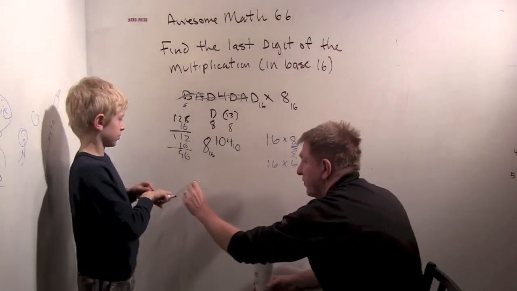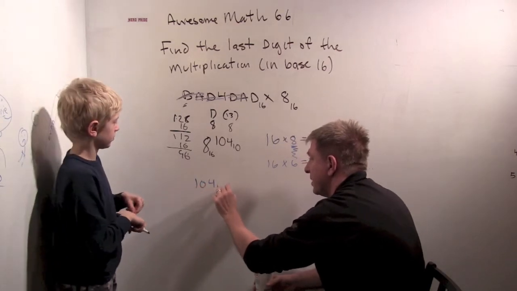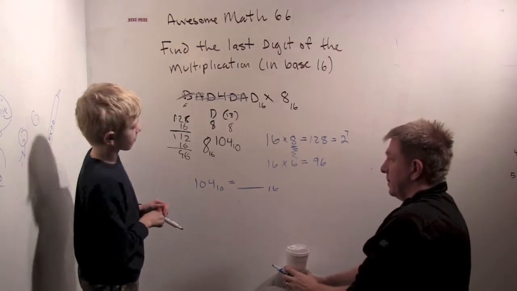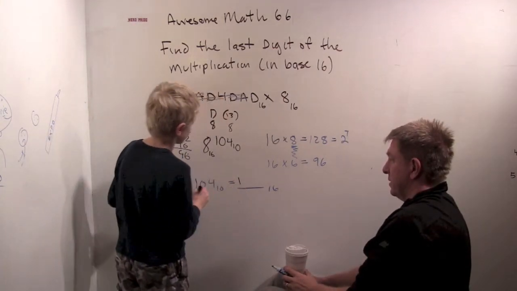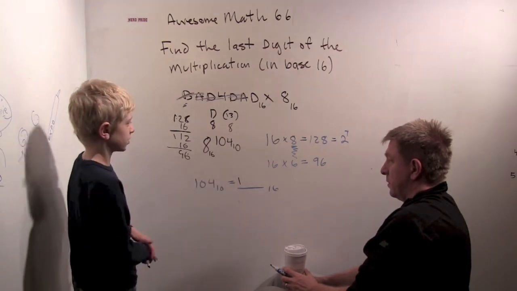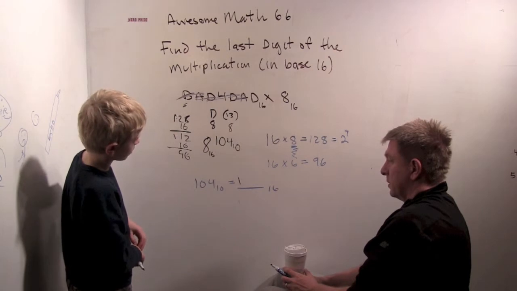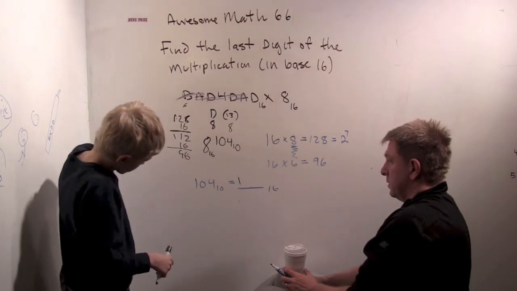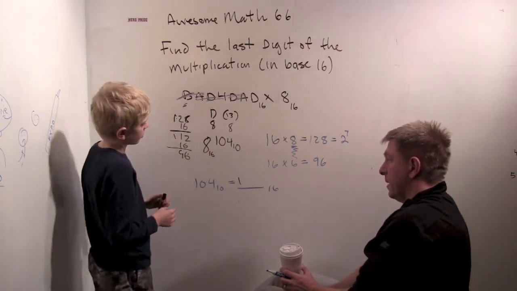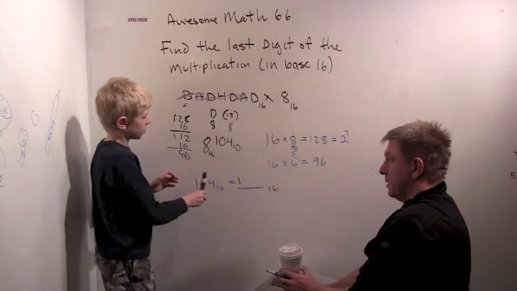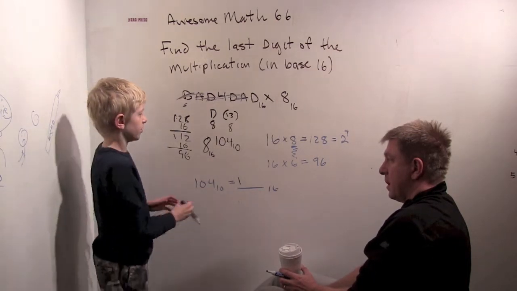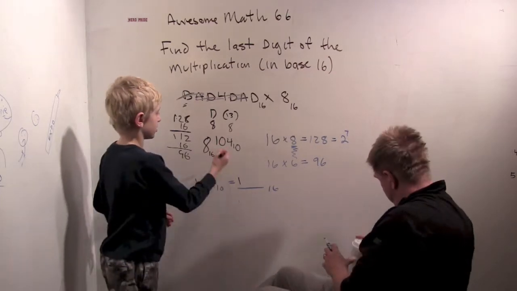What is the number 104 in base 10 in base 16? Equals what number base 16? Well, it's 1, as there's 164, and then you have, I think, 40 more to go. 40 more after the 60.